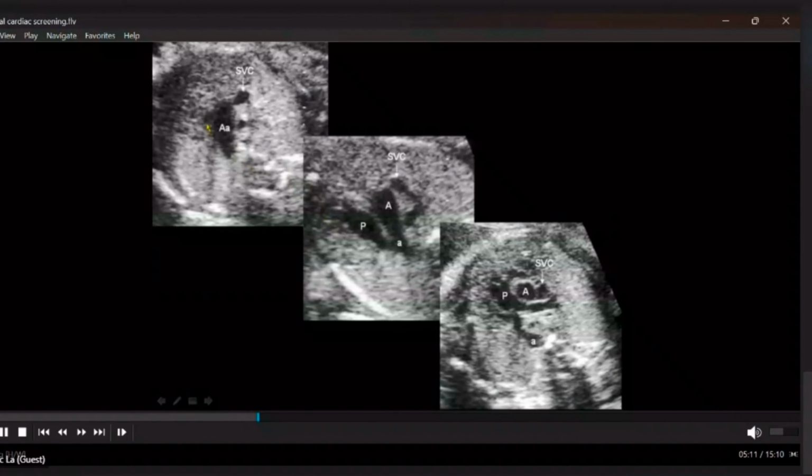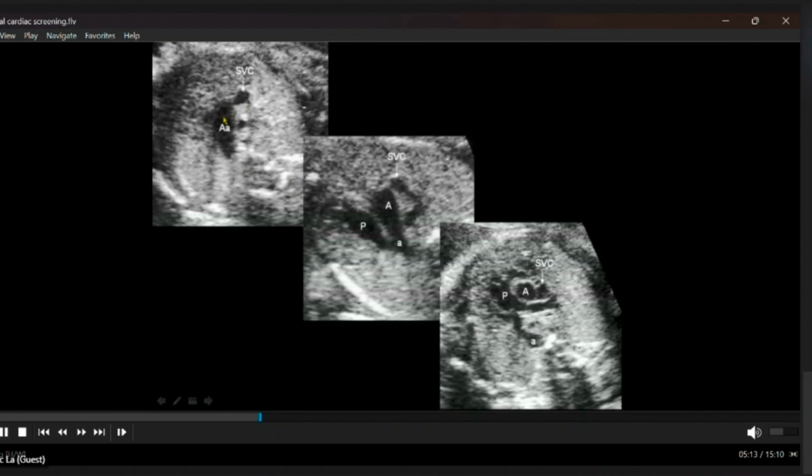Immediately above the 3 vessels view, you will move, and then you will be able to see the aortic arch, where you connect the descending aorta to the ascending aorta, and then the ductal arch, which connects the pulmonary artery to the descending aorta.